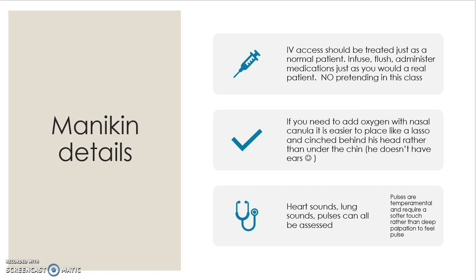Another thing is if you need to administer oxygen with a nasal cannula, it makes students crazy because the poor guy doesn't have any ears. So if you use it like a lasso and cinch it behind his head rather than under his chin, it makes it a lot easier. Heart and lung sounds are accurate. Pulses can be assessed. They're a little temperamental. So if you don't push completely down, if you push just softly, you're going to be able to palpate the pulses much easier.